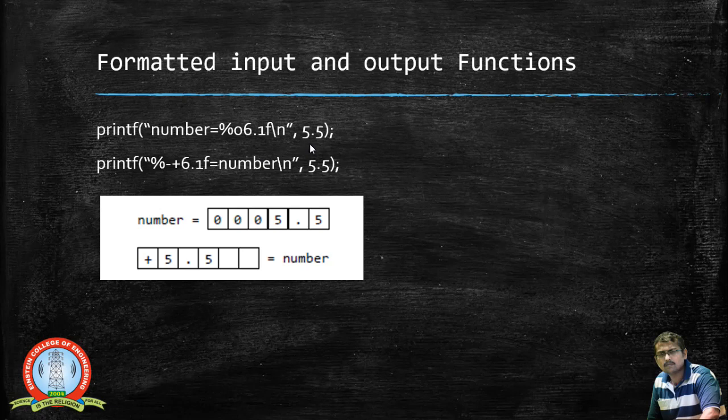So I am just going to display a value of 5.5. When I try to display the value of 5.5, I am giving it as percentage 06.1f. So 6.1f means the total length allocated here is 6, out of which after the decimal point a single digit can be specified. It can be rounded off to one digit. So total is 6: 1, 2, 3, 4, 5 and 6.